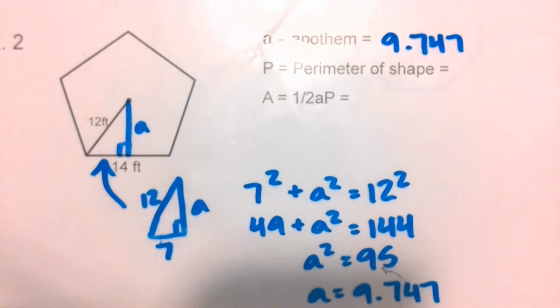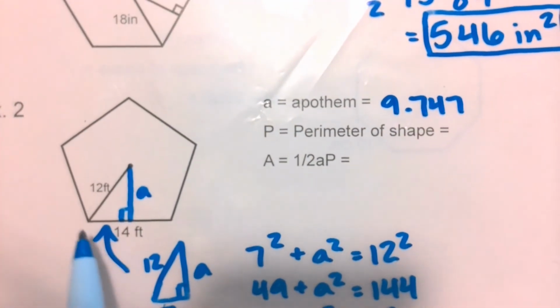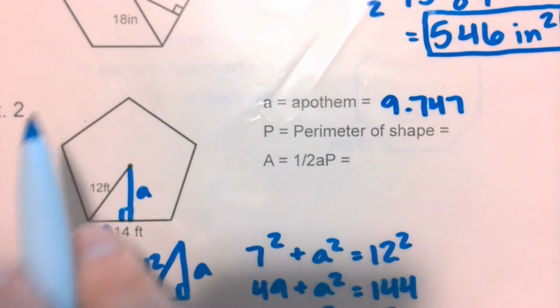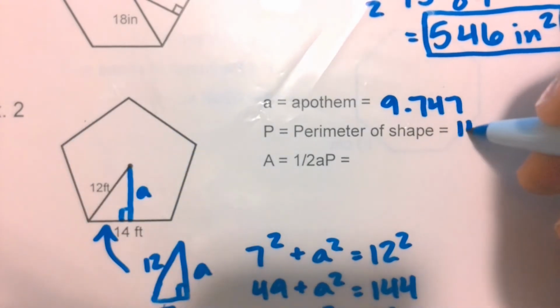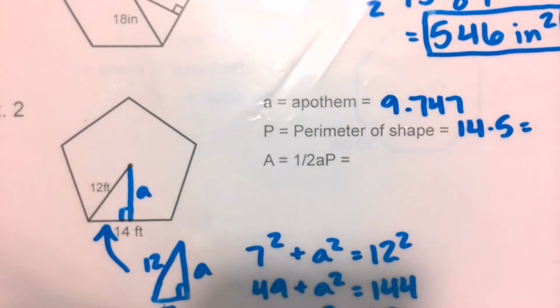So now we have our apothem, 9.747. For our perimeter, we've got our side length of 14. We've got 5 sides, so we're multiplying 14 times 5. 70.